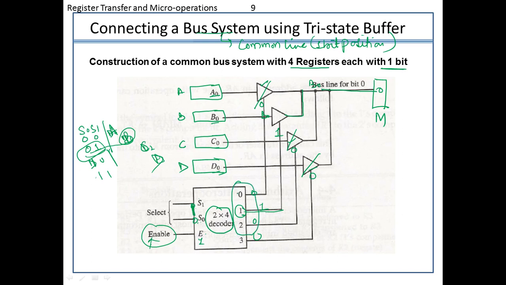I hope that you have understood this idea of constructing the bus system using three-state buffers.